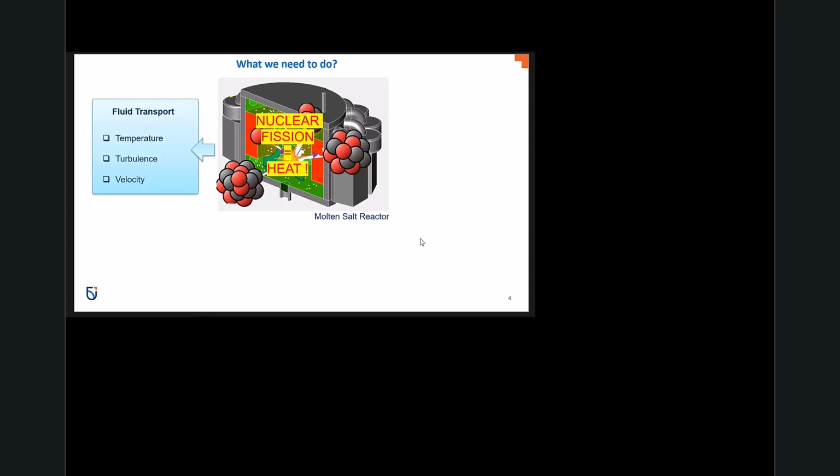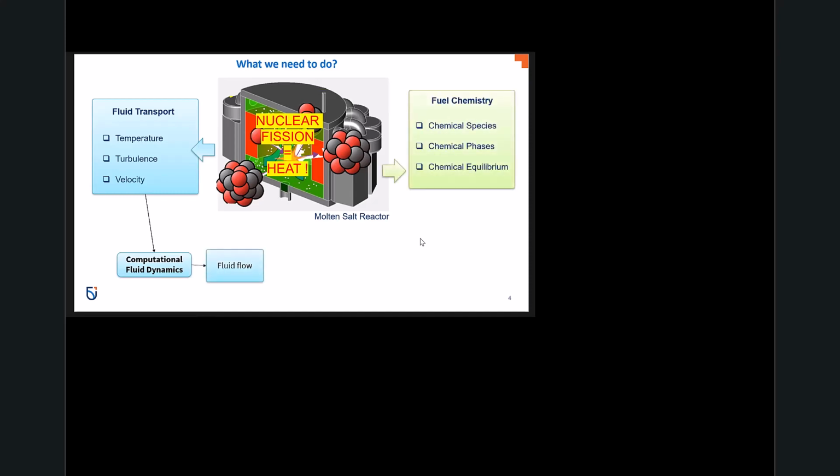So we need to study the fluid transport. On one side, we have temperature and velocity, which we normally simulate using computational fluid dynamics. But at the same time, as complex as that is, we have something more: the fluid chemistry. We have to understand the chemistry of the fluid that is flowing. So we need to understand which species are flowing, in what phases, and what the chemical equilibrium of that composition is.